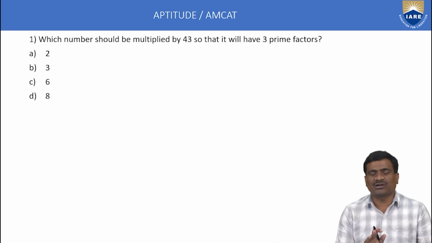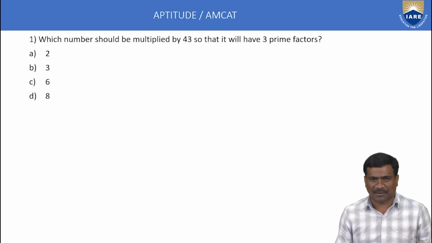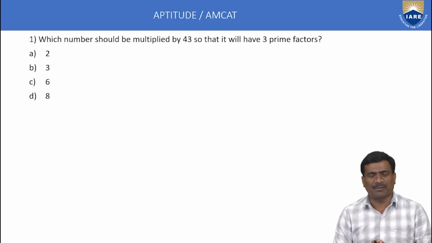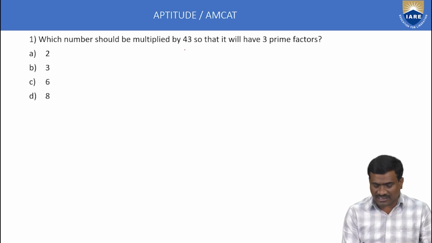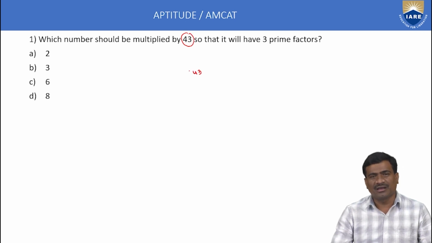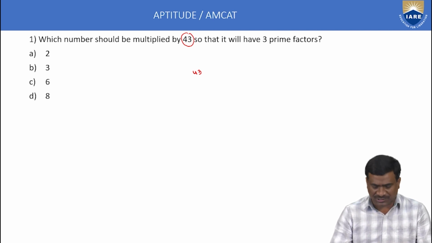A definition: what is a prime number? A prime number is nothing but a number with exactly 2 factors. More than 2 factors is called a composite number. But 1 is not a prime number because it has only one factor. Prime numbers are 2, 3, 5, 7 and so on. The given number is 43. Here 43 is a prime number. Next, count another 2 prime numbers by using option verification.